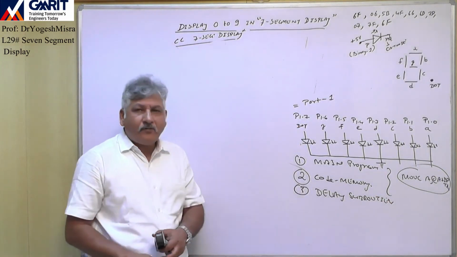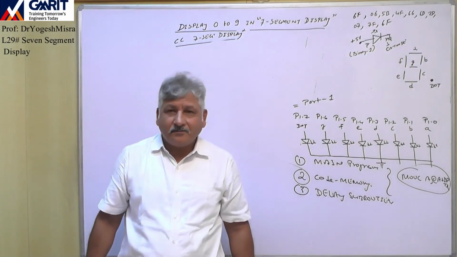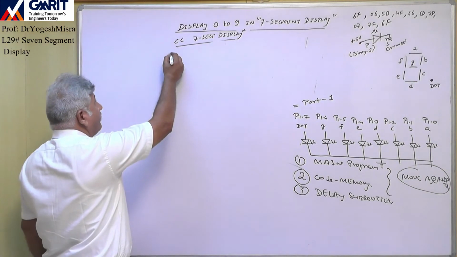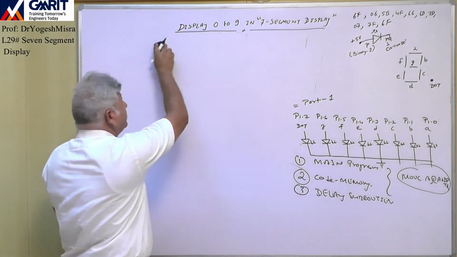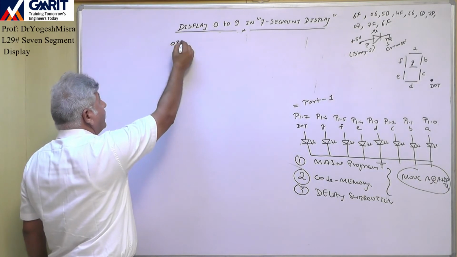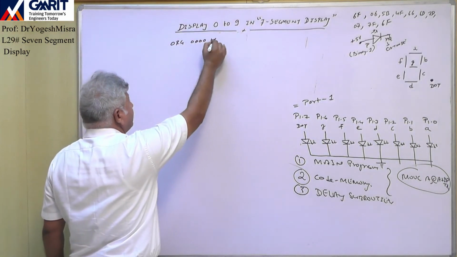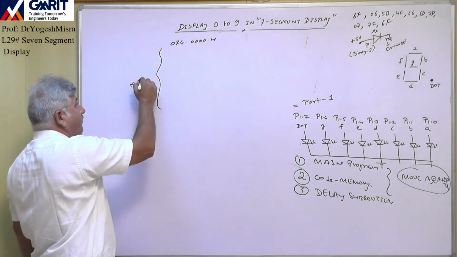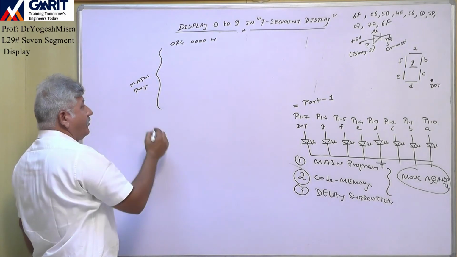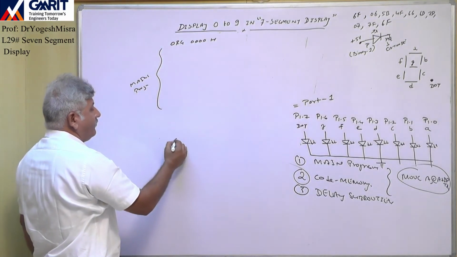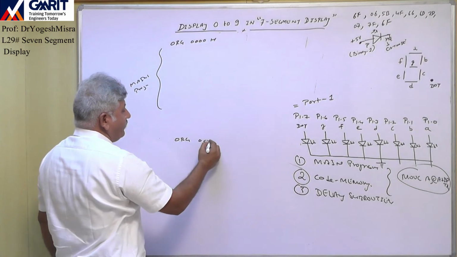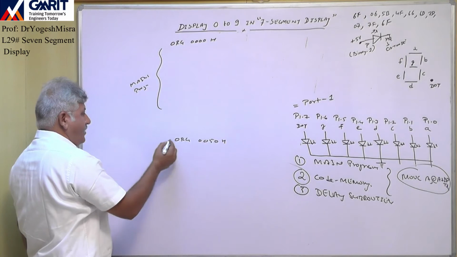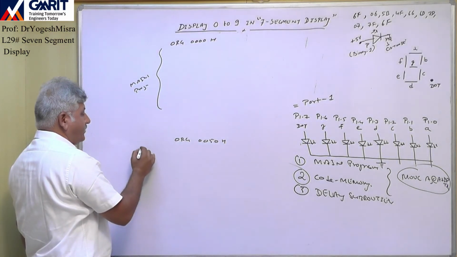The delay subroutine we will use is the same code which we discussed in the last class. Now we will write our program from org 0000h. Here we will write our main program, and then the code we will load at some location, org 0050h. Here we will load the code and give it the name code.